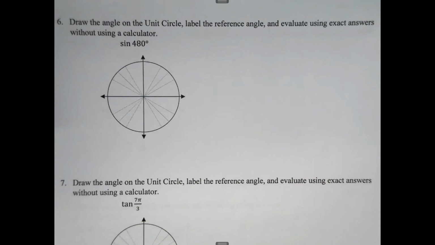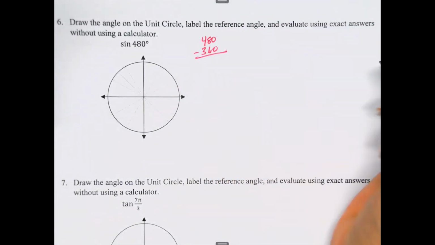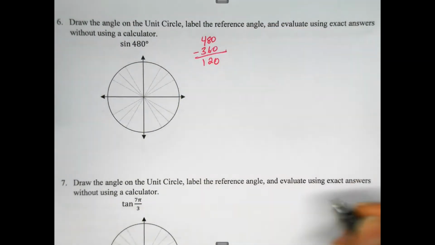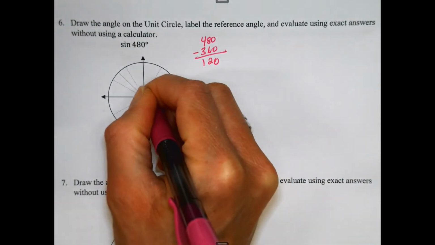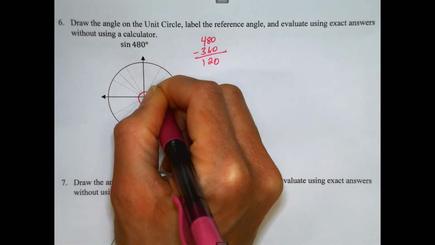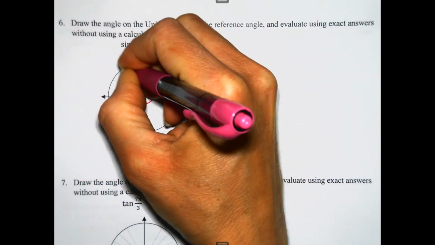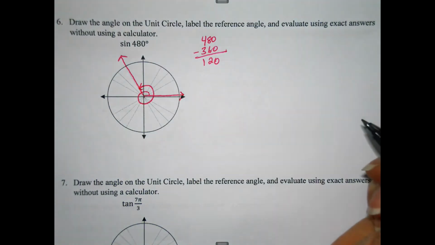The first thing we need to figure out is what angle is coterminal to 480 degrees. Therefore, we're going to subtract 360 from 480. 360 subtracted from 480 is 120 degrees. That tells us that this angle is rotating one full rotation around and then going another 120 degrees. And therefore, our angle ends in quadrant number 2.